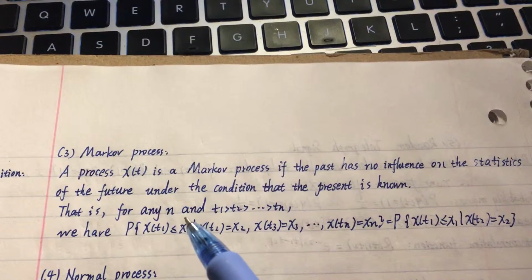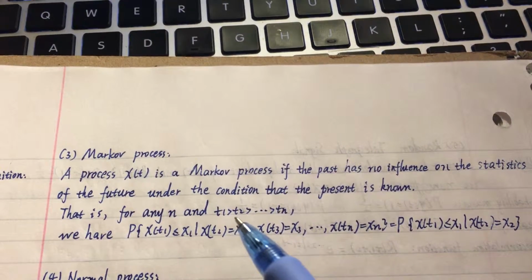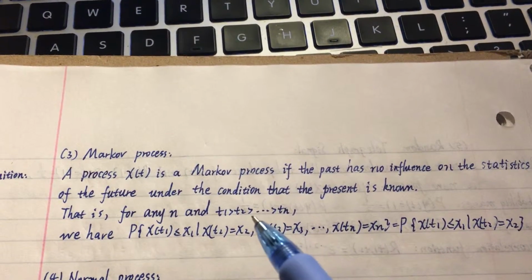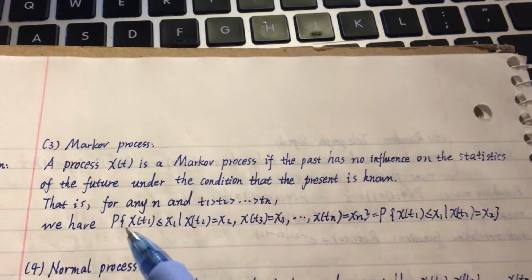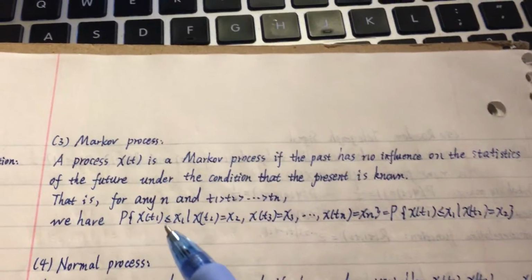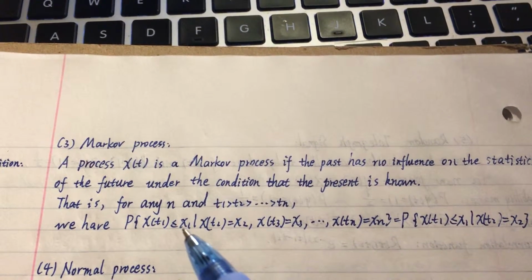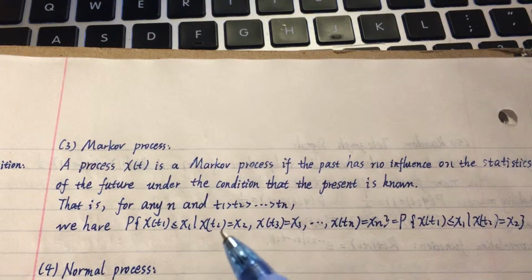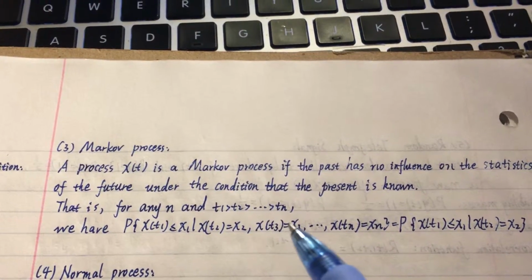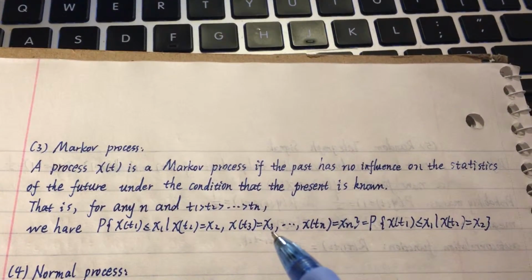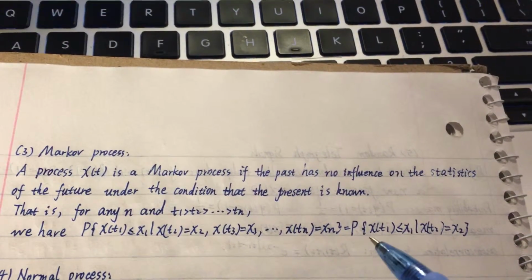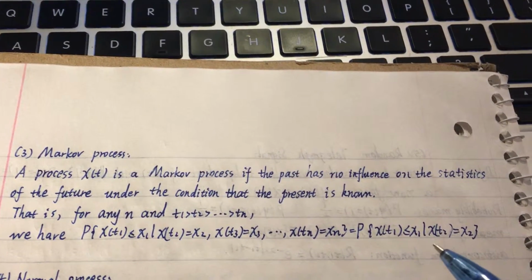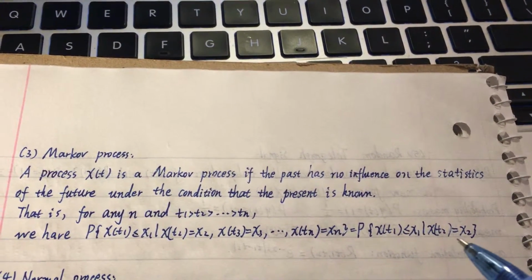That is, for any n and t1 larger than t2 larger than and so on, we have the probability of x(t1) is smaller than or equal to x1, assuming x(t2) equals x2, x(t3) equals x3, and so on, equals the probability of x(t1) is smaller than or equal to x1, assuming x(t2) equals x2.